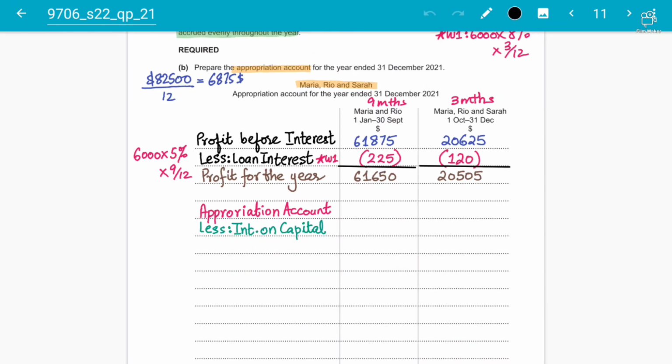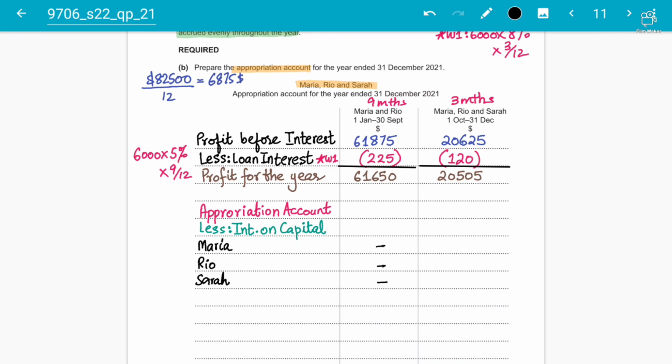Okay, students, so let's write down the names of the partners, that is Maria and Rio and Sarah. We need to understand that because in the first 9 months of the partnership there was no partnership agreement, there was absence of partnership agreement, so there'll be no interest on capital provided to them.